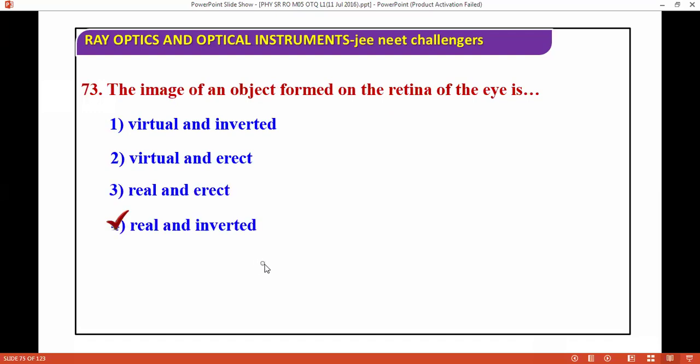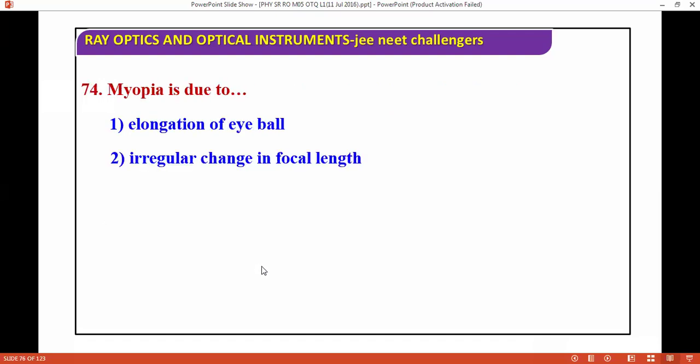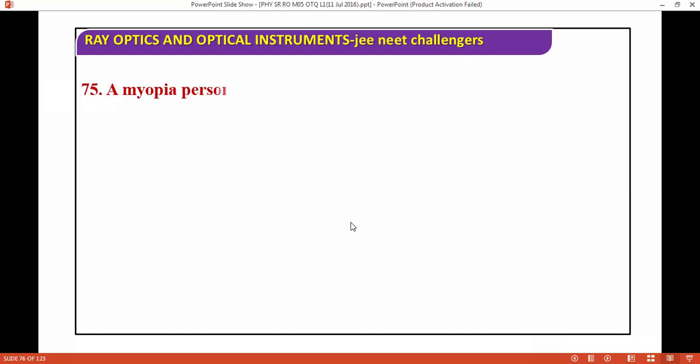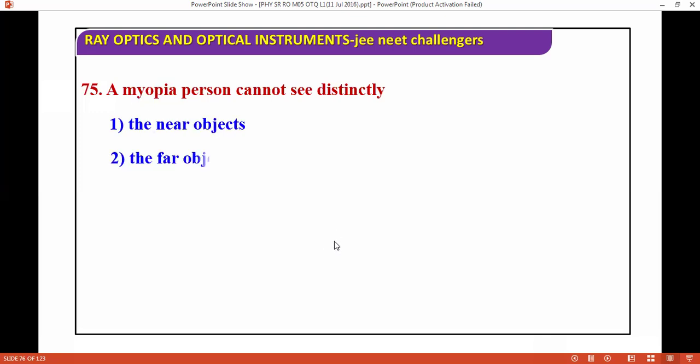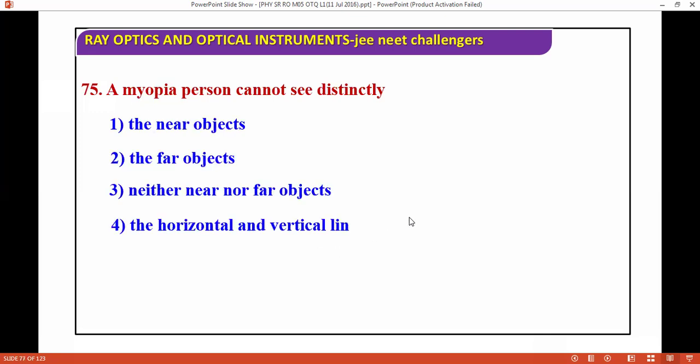Next question we are moving with: myopia is due to... I don't know what's the answer. Myopia is due to the elongation of the eyeball. You should know all these concepts, easy questions, anyone can do this question. Myopia persons cannot see distinctly the near objects, the far objects, neither near nor far. The correct answer is far objects. So myopia persons cannot see distinctly the far objects. I hope this is clear.